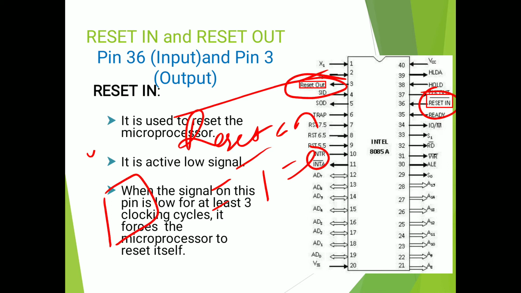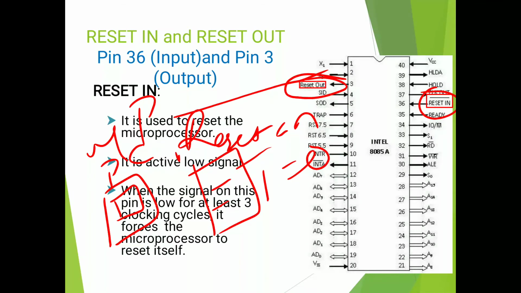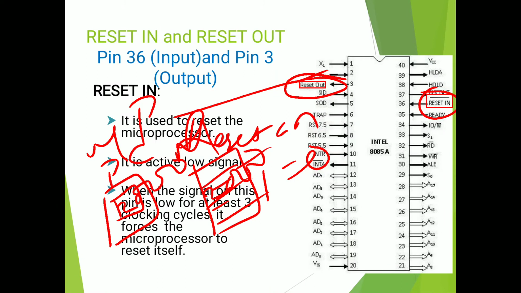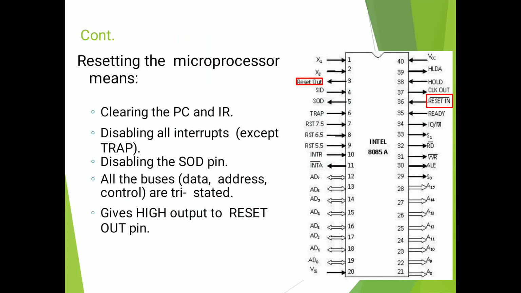Suppose there is a microprocessor. In the microprocessor there is a program counter. Suppose the program counter has the address 2000. After receiving reset in, the program counter is initialized to 0000, that means it is in reset condition. Resetting the microprocessor means clearing the program counter PC and instruction register IR, disabling all interrupts except TRAP, and disabling the SOD pin. All the buses, data, address and control, are tri-stated. It gives a high output to the reset out pin.